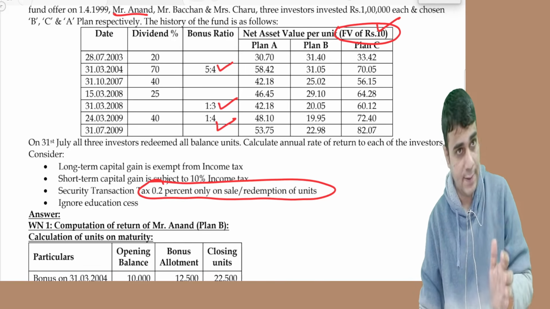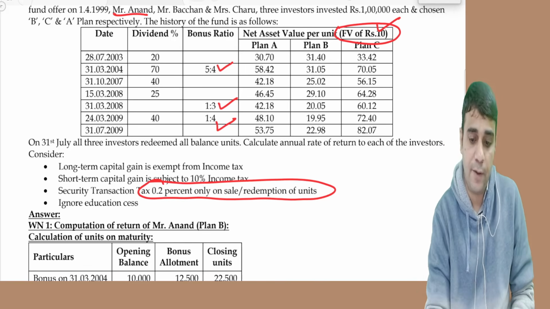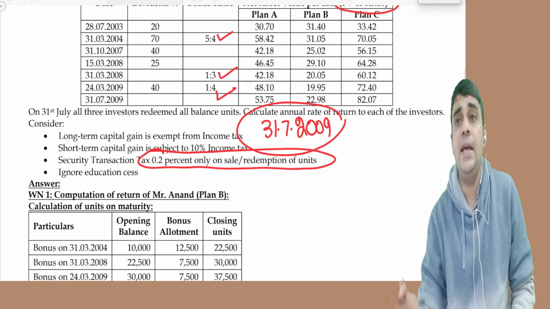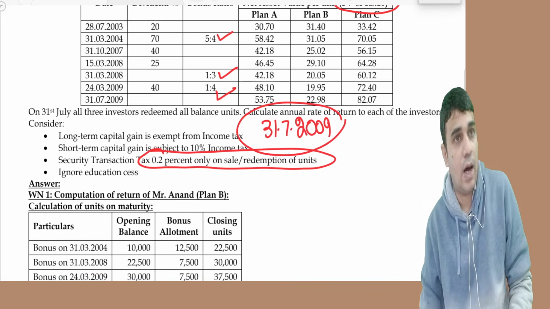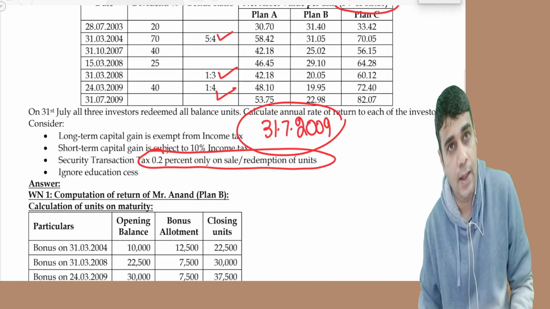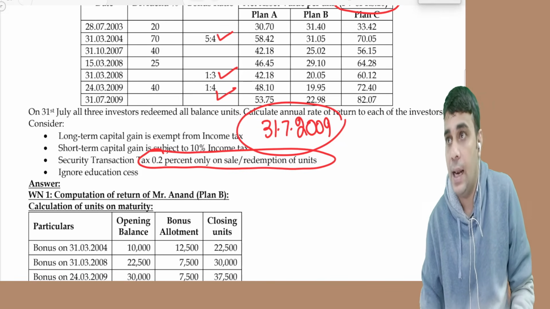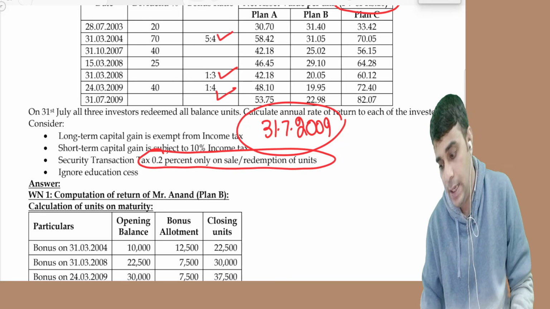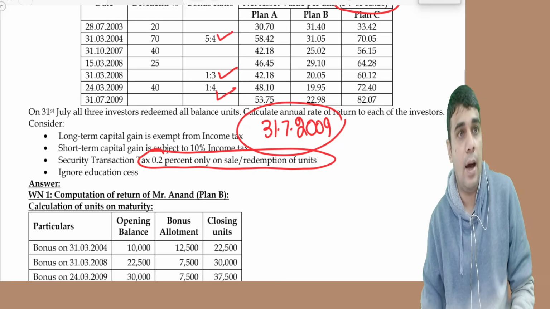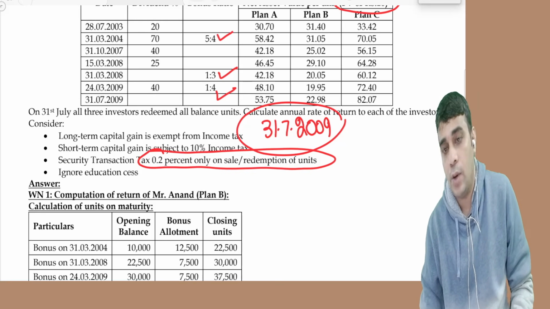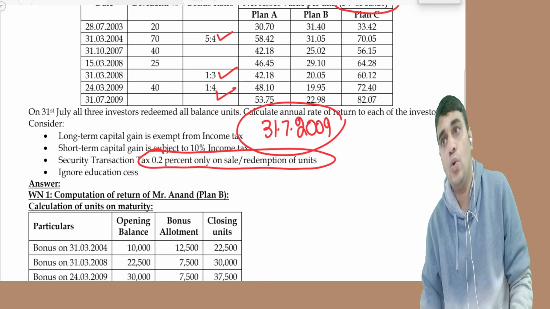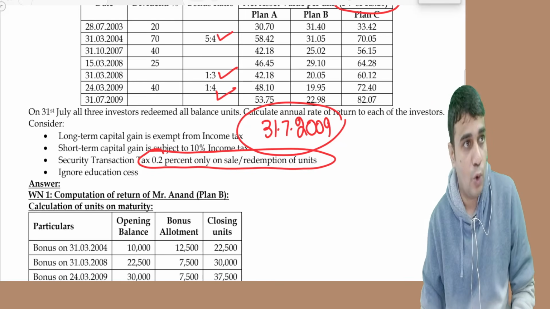As per your income tax, when is the redemption happening? When is the date of redemption? 31/7. Any units allotted in the last 1 year will have short-term capital gain implication. What is last 1 year? From 1st August 2008 to 31st July 2009.